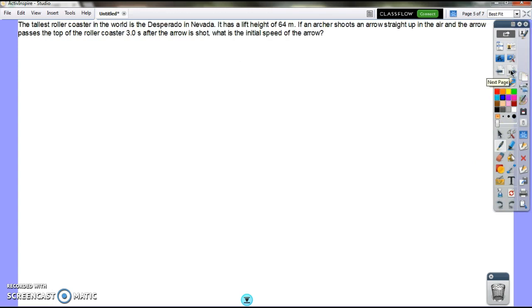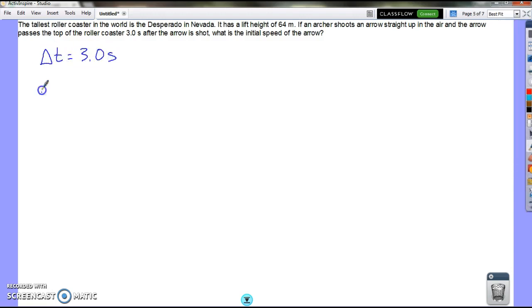Question number 5. The tallest roller coaster in the world is the Desperado in Nevada. It has a lift height of 64 meters. If an archer shoots an arrow straight up and the arrow passes the top of the roller coaster 3 seconds after the arrow is shot, what is the initial speed of the arrow? Delta t is 3 seconds. Delta x is 64 meters. We know that acceleration is negative 9.8 meters per second squared because it's slowing down as it goes up, and we want to find out what the initial speed is.